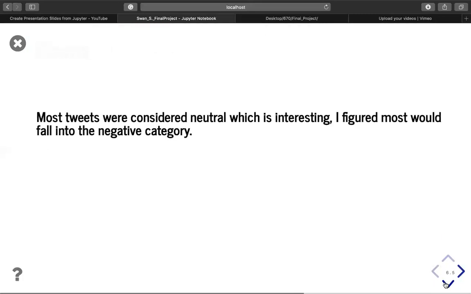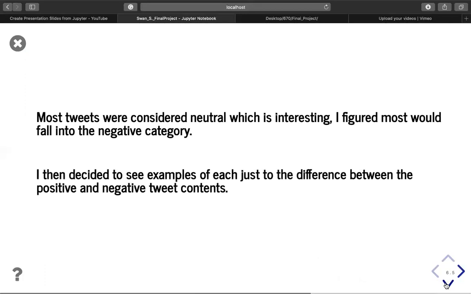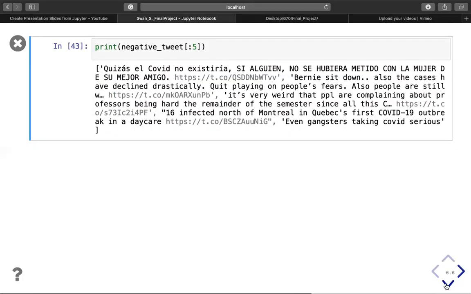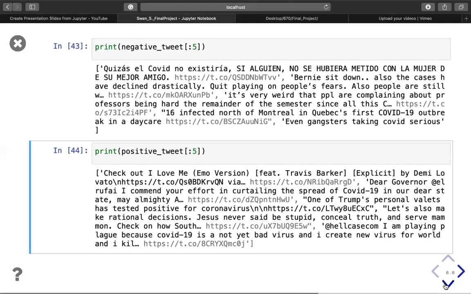I thought it was interesting. I thought most of the tweets would actually fall into the negative category, but they kind of were neutral. And so then I just wanted to see the difference between the negative and positive tweets, to maybe get an idea of what people are upset about versus what positive things people are tweeting about COVID. I thought it was kind of funny. Even gangsters taking COVID serious was one of the ones that popped up here.